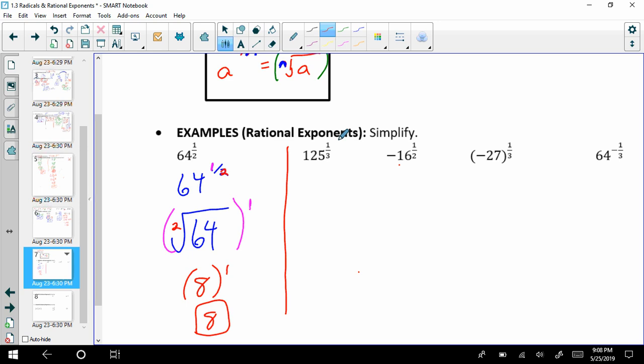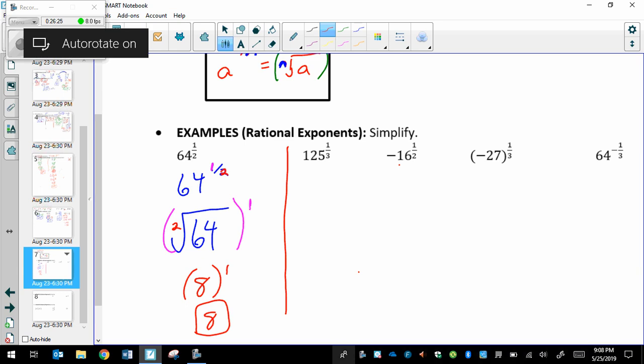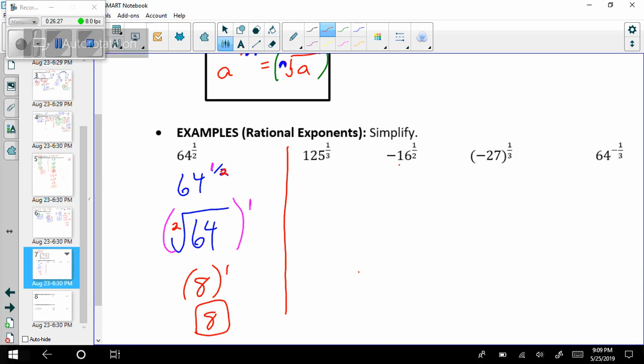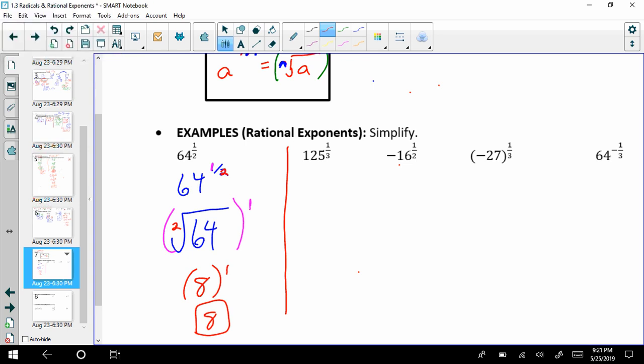Oh, my computer is freezing on me here. Okay, there we go. So let's rewrite it in radical form. Maybe. All right, sorry about that. I had to recharge my stylus. Moving on to the next one.